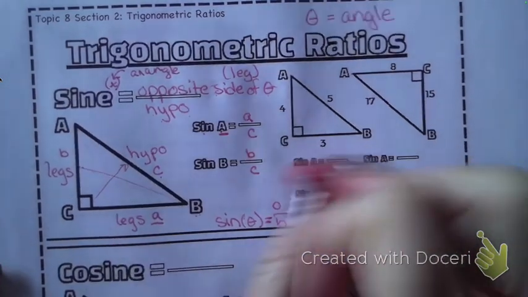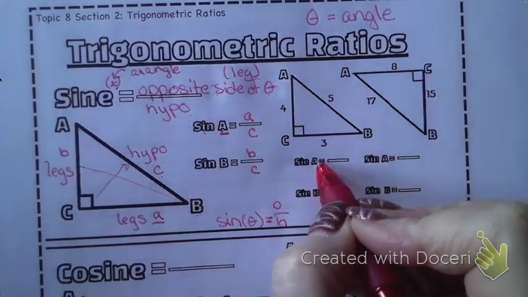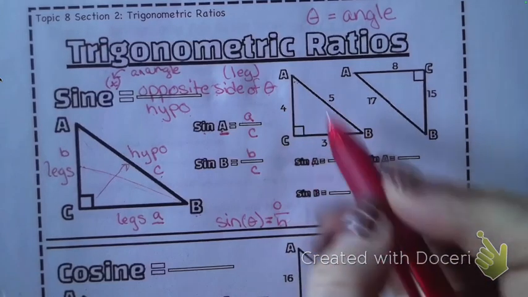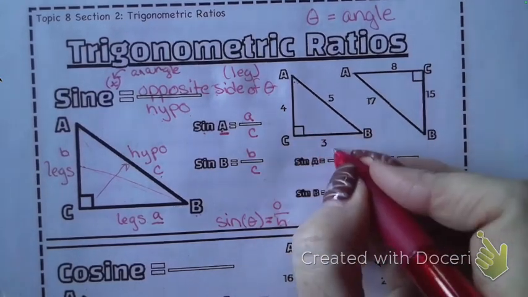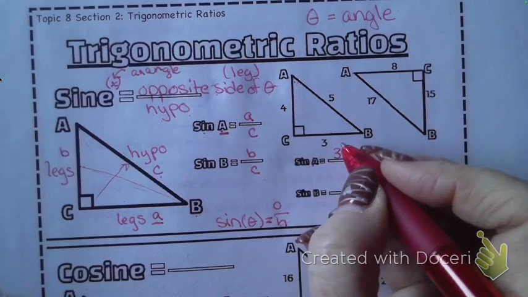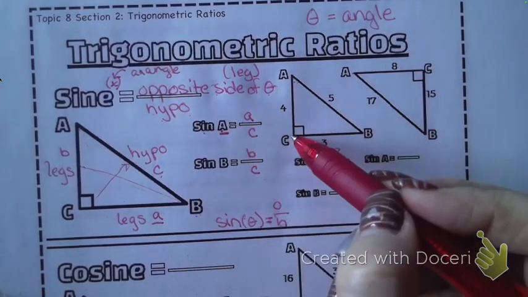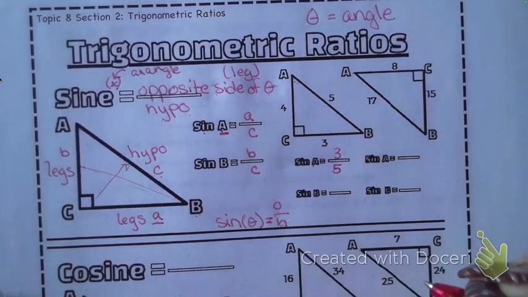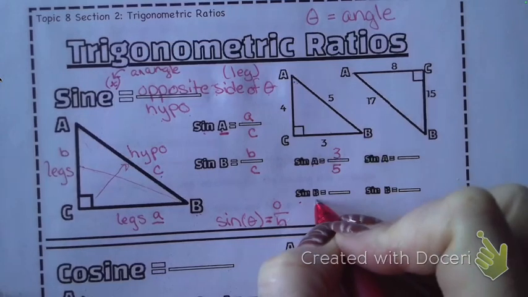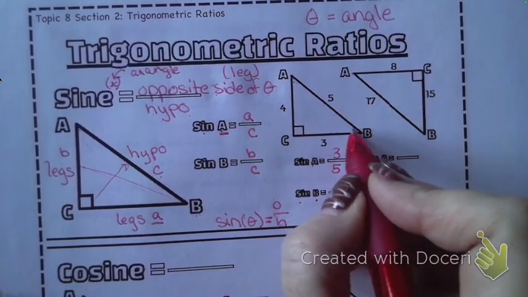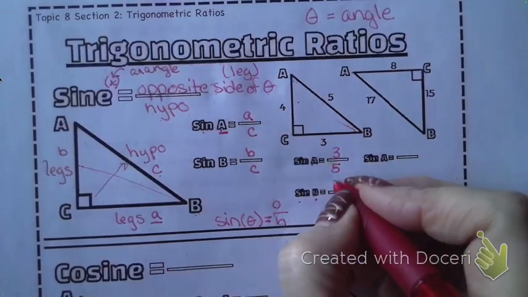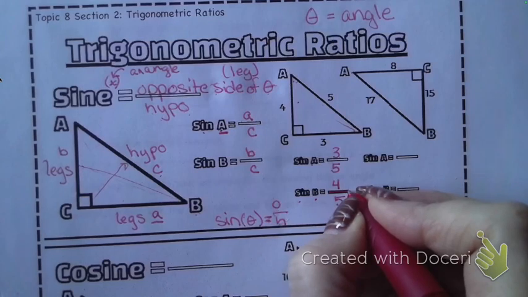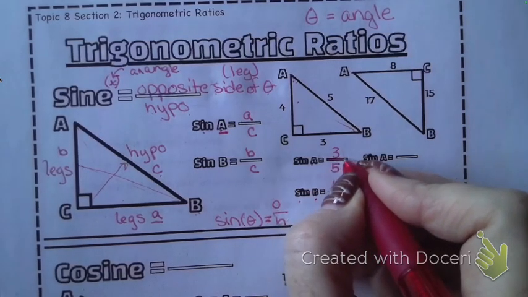Okay, it says sine of what? A. So A is where? Right here, yes? So I need the opposite of A, which is what? 3, which is side A, yes. And then I need the what? Hypotenuse, which is 5. So I need the sine of B, which is B. 4. So opposite of B is 4. And the hypotenuse is 5. Now, if I could reduce those, would I reduce them? Yeah. Definitely. Try this one on your own.